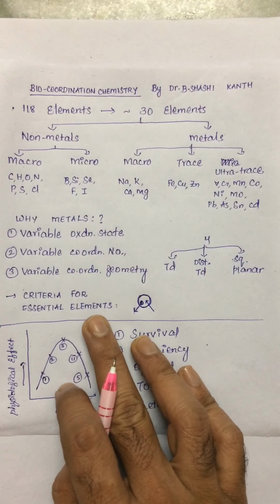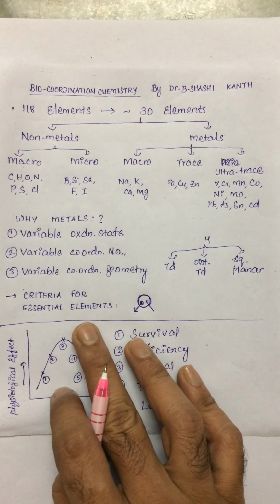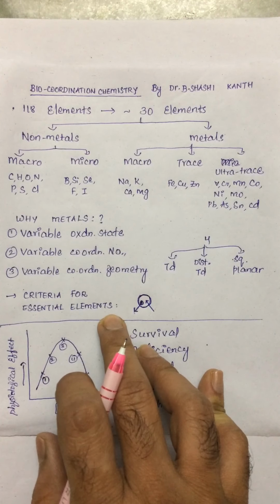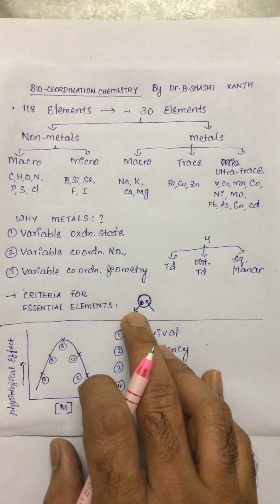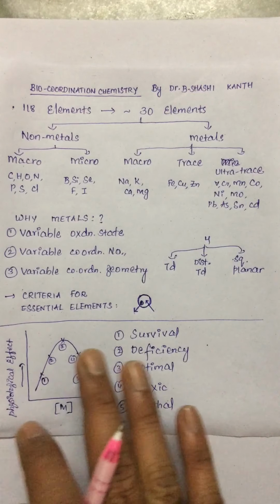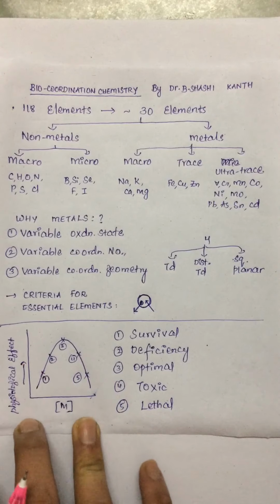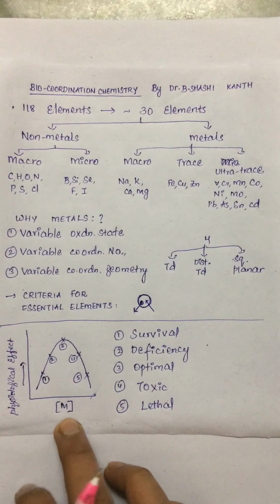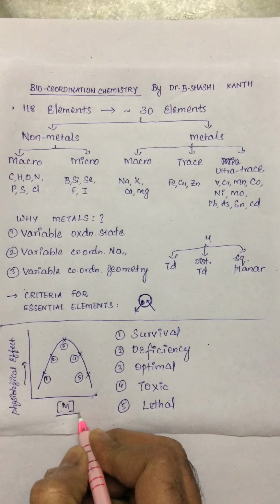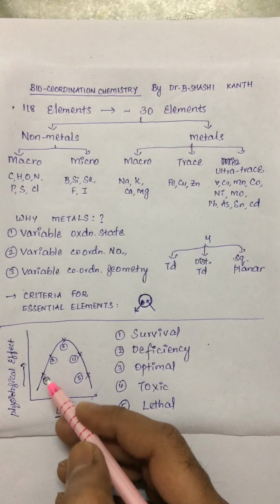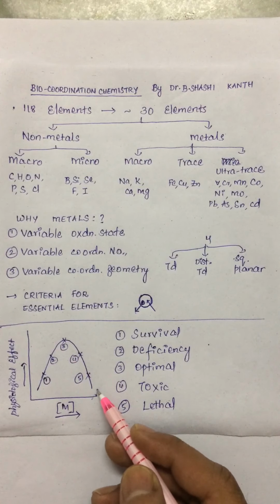Now coming to the physiological effects of metal concentrations, we said some physiological effect may occur due to the presence of the metal, but when I choose this metal at different concentrations, what are the physiological effects? We'll see it as a graph. Here we can show physiological effect versus the metal ion concentration. We have taken 5 different points, starting from the lowest concentration to the highest concentration.